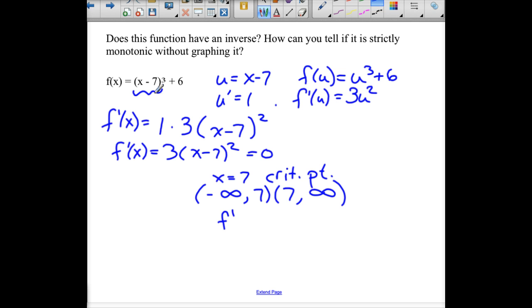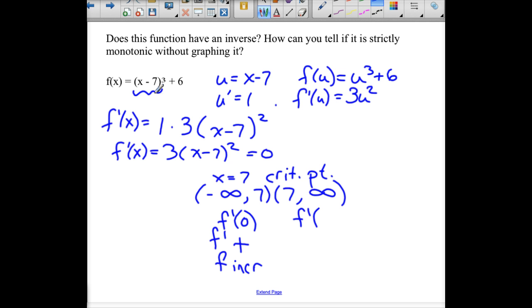So what would be a good number here? 0. Put that into your first derivative. 0 minus 7 is negative 7, but then you square it. Positive times 3, positive. So my first derivative is positive there. So what's the function doing between negative infinity and 7? Increasing.